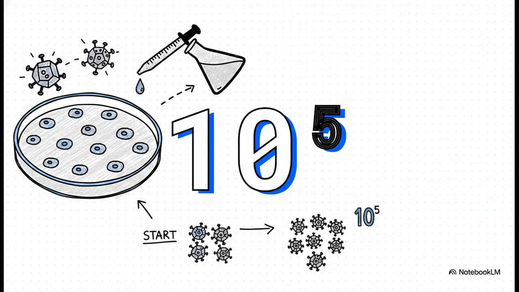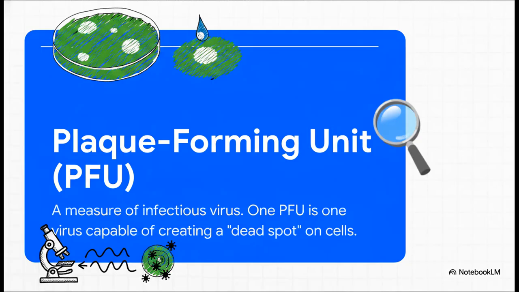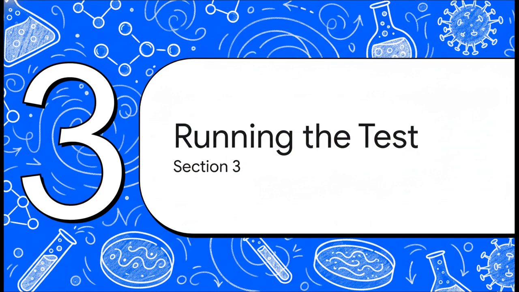So, what on earth does that actually mean? Let's break it down. A plaque-forming unit, or PFU, is how we measure infectious virus. The absolute best way to picture it is like this. Imagine a perfectly green, healthy lawn of cells. A single PFU is like one drop of poison that kills a little patch of that grass, creating a dead spot. We call that dead spot a plaque. So by counting these plaques, we can count how many active viruses we have. Simple, right?